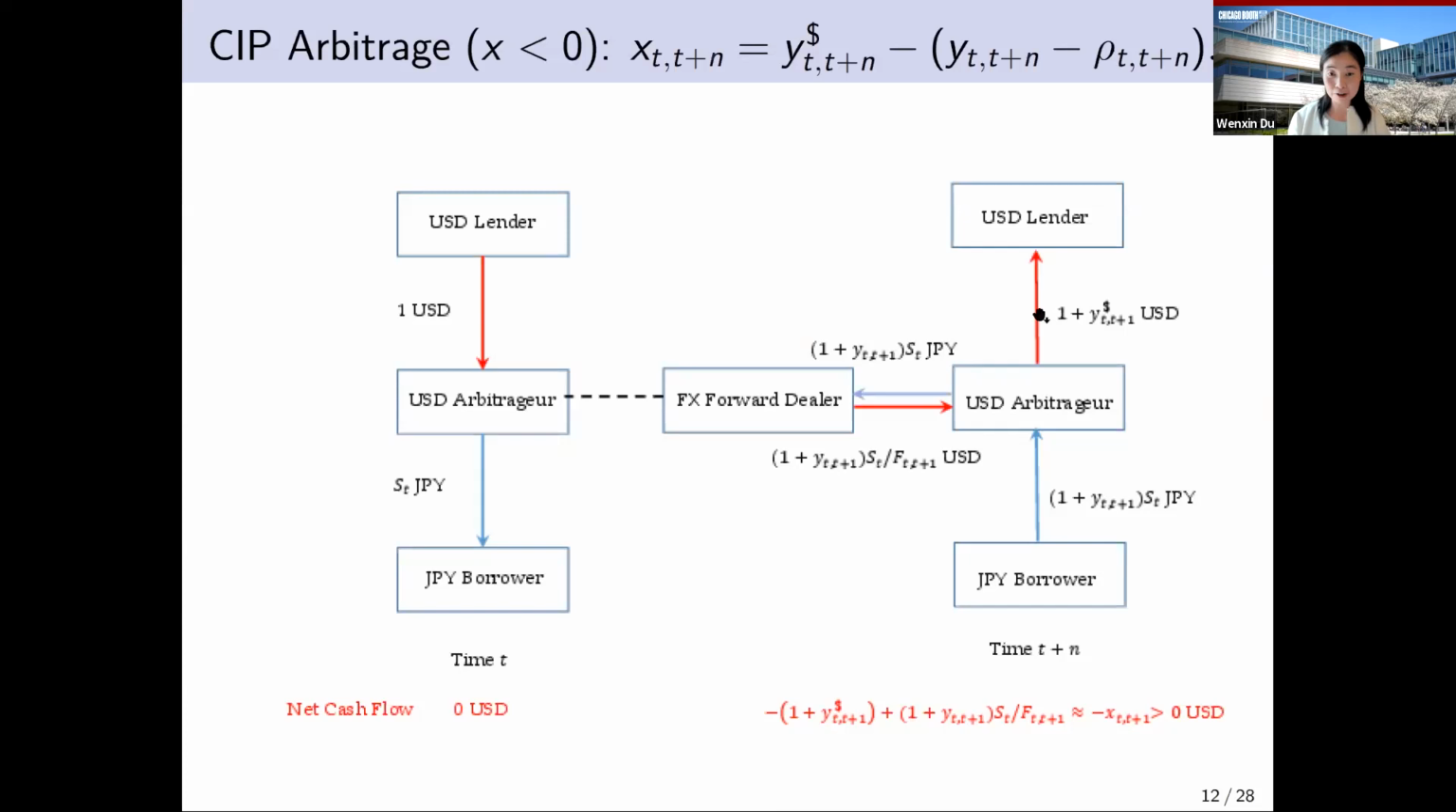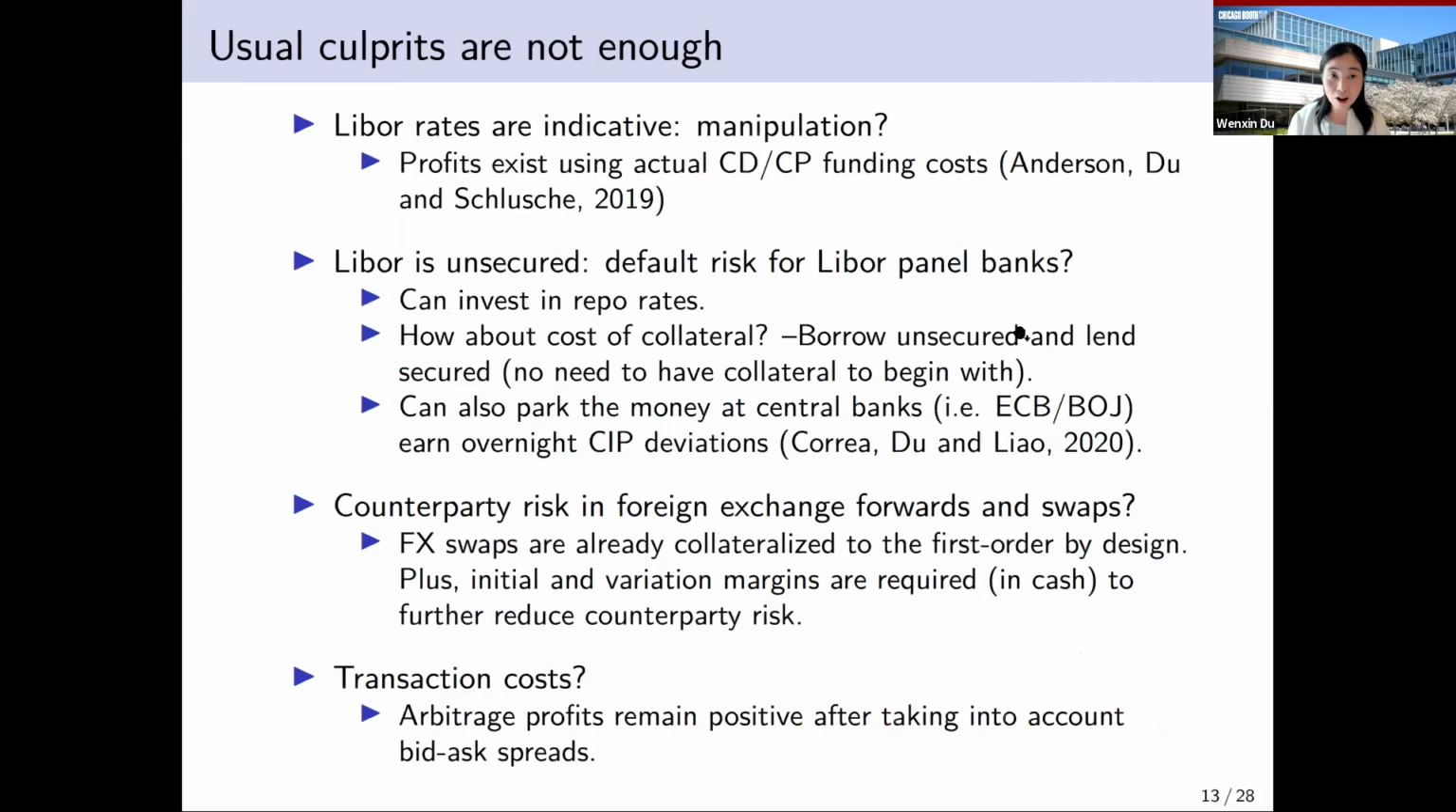So to be a critical reader, you have to think about what can go wrong in this diagram. Many things can go wrong. We've thought a lot about them, and since our first paper with Adrian and with Alexandra Tepper, the common things that were raised during seminars are as follows. For instance, people do not like LIBOR rates. LIBORs are indicative, they're subject to manipulation. I think the best defense is in the recent work with two former Fed colleagues. We actually use the actual funding rates from the CD and CP market and calculate that profits do exist using the actual rates. I think that's the end of discussion.